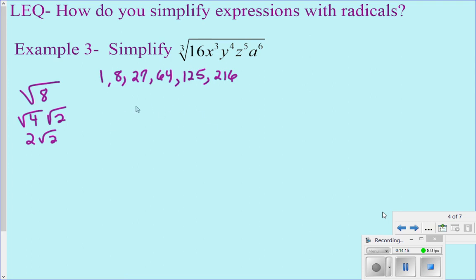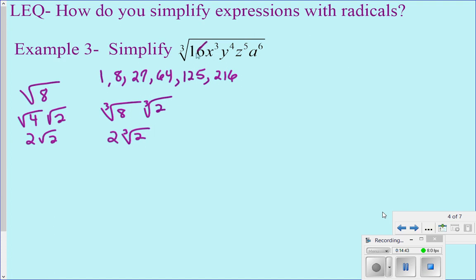So looking at this list, I want to figure out what perfect cube goes into 16, just like I did with the perfect squares, and that's 8. So we have the cube root of 8 times the cube root of 2. And you just want to be careful to remember the cube roots because you don't normally have to write that 3. So the cube root of 8 we know is 2, and then I'm left with the cube root of 2. So the cube root of 16 is equal to 2 cube root 2.